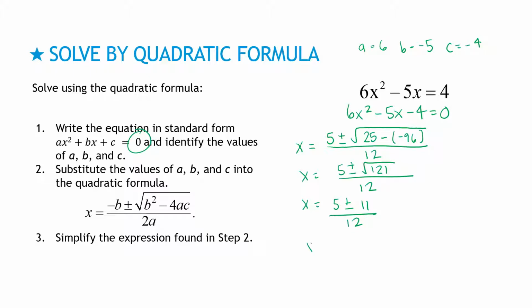So to find my two answers, I would take 5 plus 11 divided by 12, and I would take 5 minus 11 divided by 12. That gives me 16 over 12, which reduces to 4/3. And 5 minus 11 is negative 6 over 12, which reduces to negative 1/2. Again, that tells me this was factorable, but of course I would have to use the amazing factoring method.